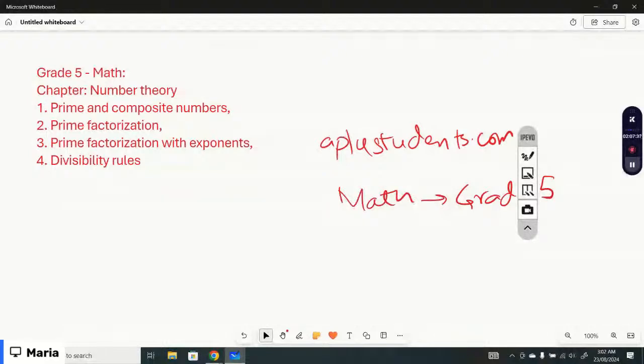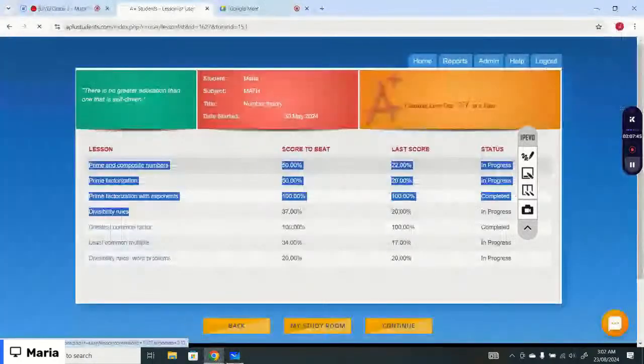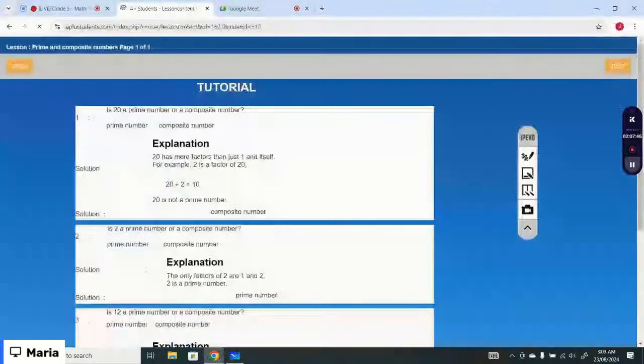Okay, so here I am on grade 5 math. We're going to start with chapter number 3. The lesson we're going to start with is prime factorization, prime and composite numbers. Let's just start with the lesson. So let's start with the first example. Is 20 a prime number or a composite number?